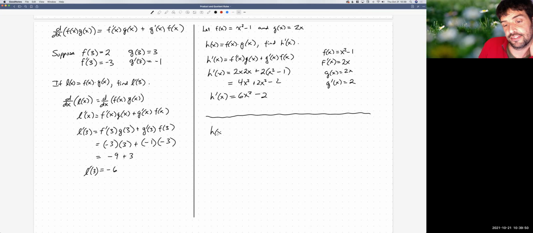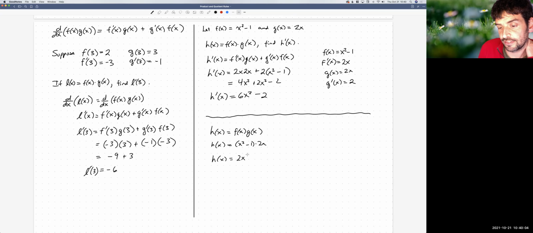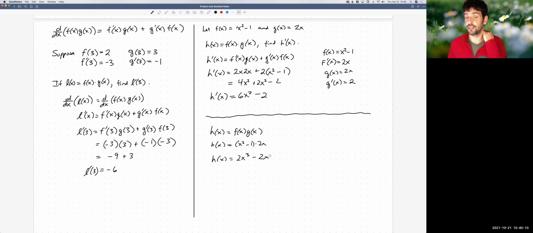If h of x is equal to f of x times g of x, that means h of x is x squared minus 1 times 2x, which is equal to 2x cubed minus 2x. We can just take this derivative directly. We don't need to use the product rule here. We can multiply it out, and this should be fine. The product rule can be true, but this is also an equivalent way to write this function.